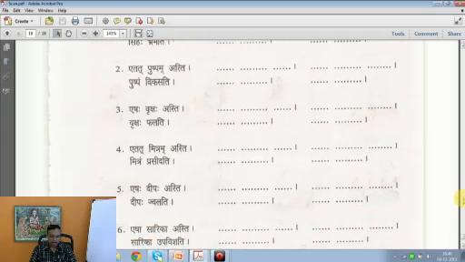Then the fourth one, etat mitram asti. Now watch here, the word mitram is neuter. It is napumsakalinga in Sanskrit, but it refers to a friend. It does not mean a neuter friend. The gender of the word mitra is neuter and it means a friend, a masculine friend only. We should not attach the gender of the word to the person indicated. Understand?